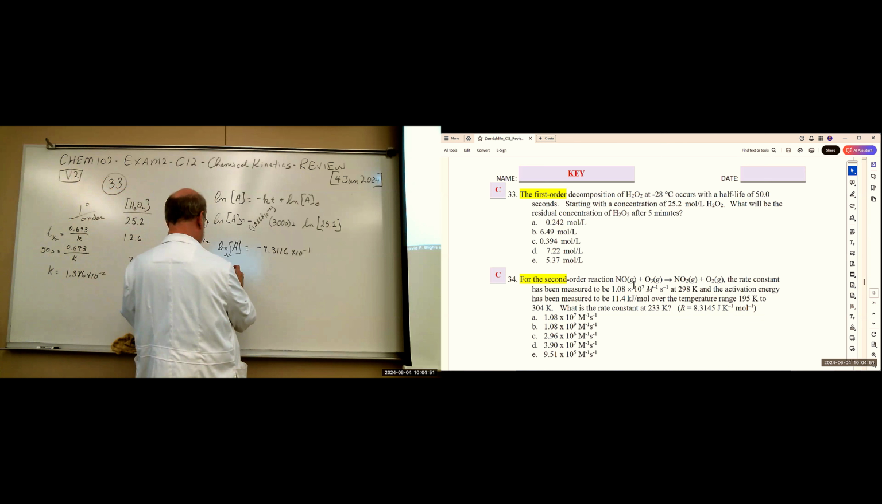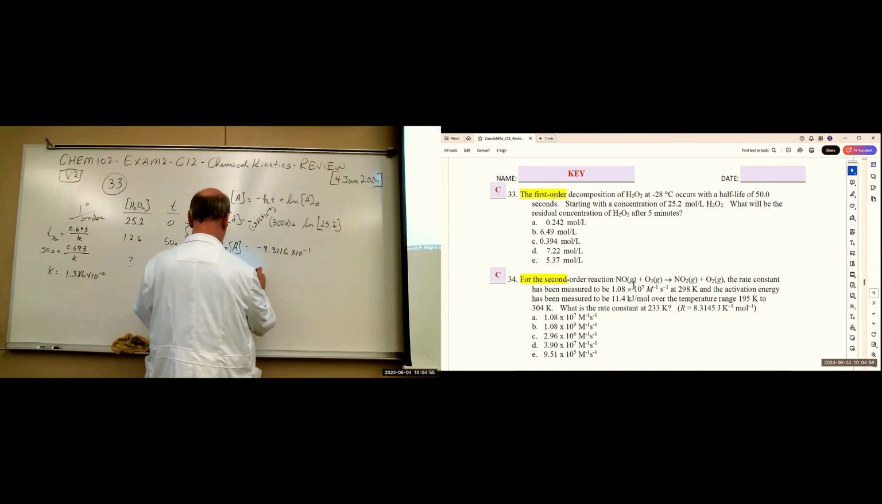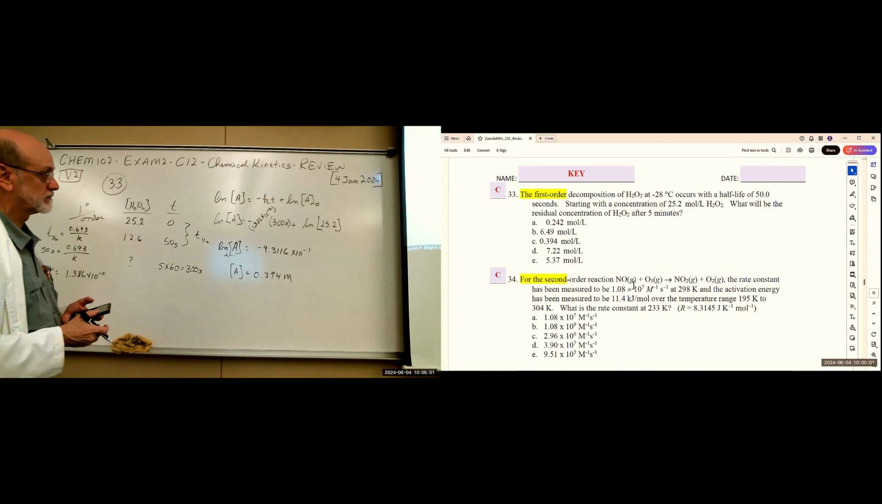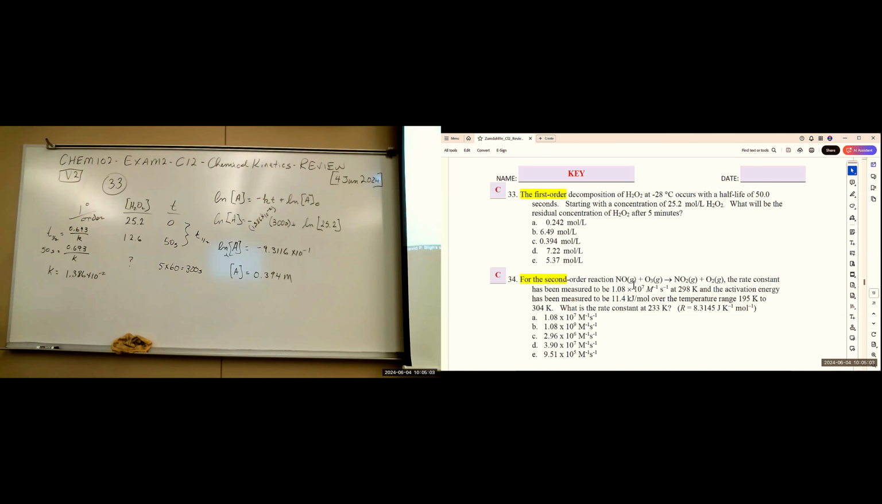So let's see, I'm going to put it in standard notation. What's left over? 0.394 molar. Okay.